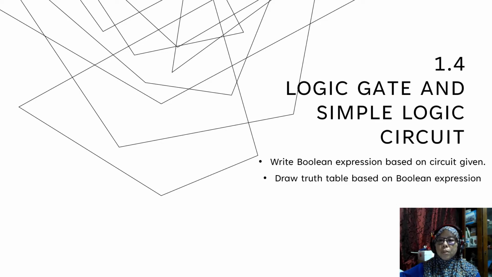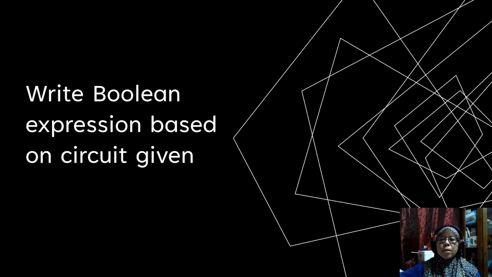Okay, today we're going to continue our lesson with 1.4 logic gate and simple logic circuit. Today we're going to learn how to write a Boolean expression based on a circuit given, and also how to draw a truth table based on a Boolean expression. Alright, we will start first with writing a Boolean expression based on a circuit given.